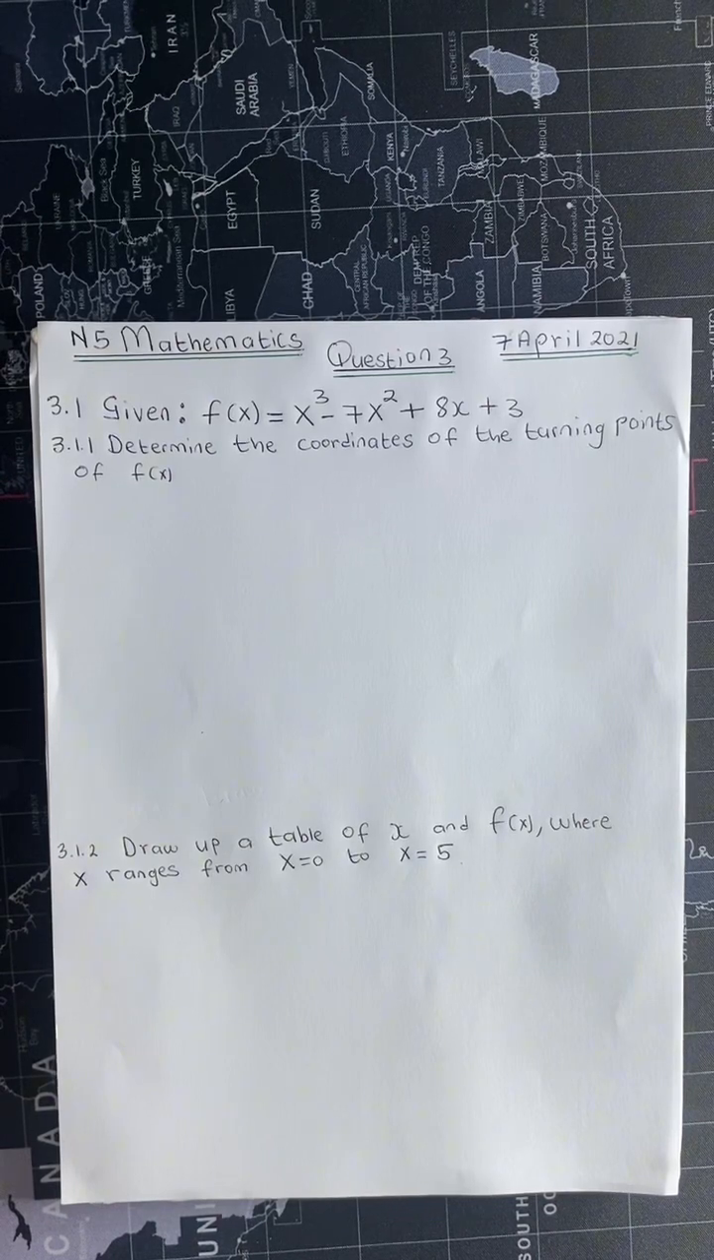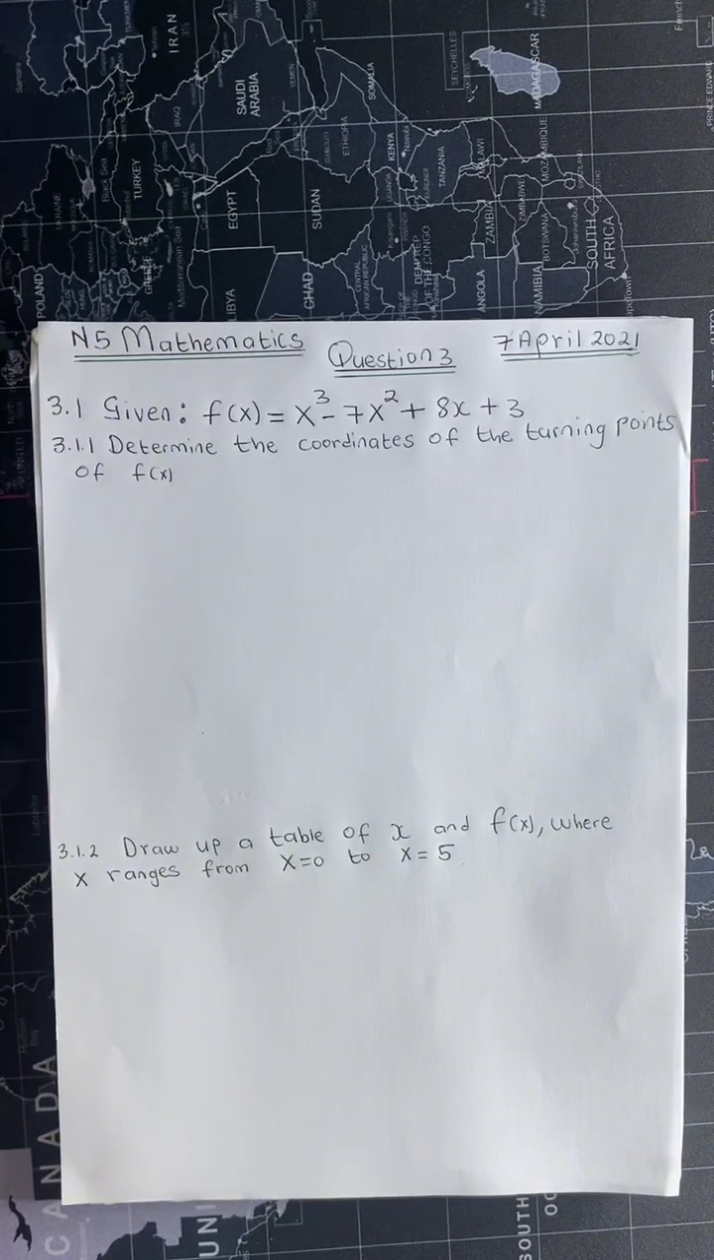Question 3.1, we are given f of x is equal to x cubed minus 7x squared plus 8x plus 3. 3.1.1, determine the coordinates of the turning points of f of x.